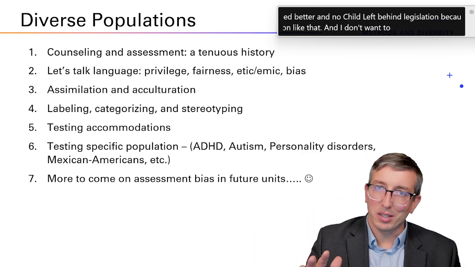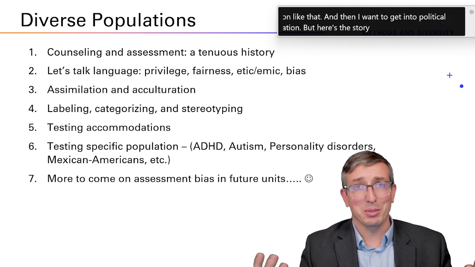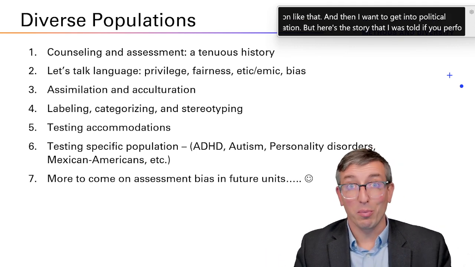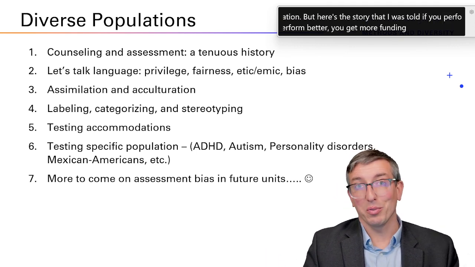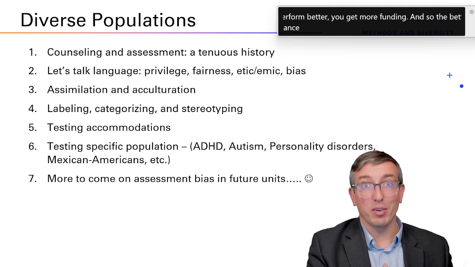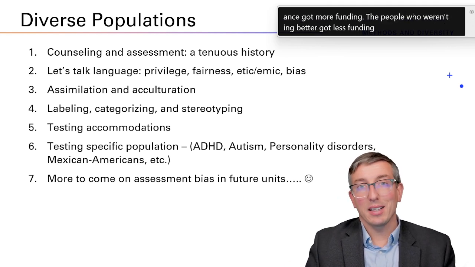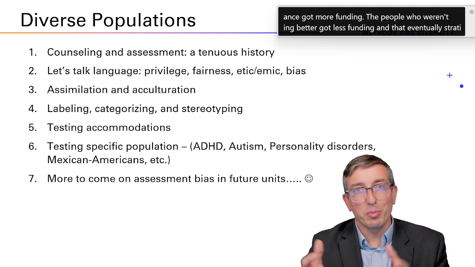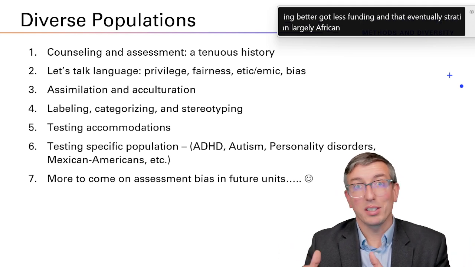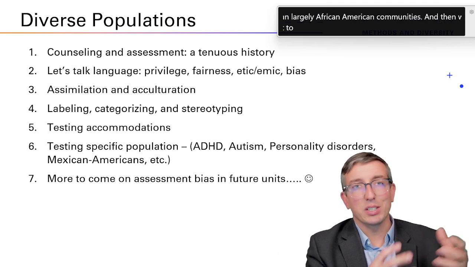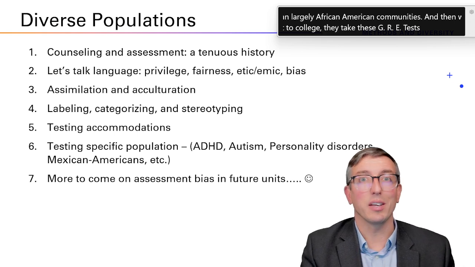And I don't want to get into political conversation, but here's the story that I was told. If you perform better, you get more funding. And so the better performance got more funding. The people who weren't performing better got less funding. And that eventually stratified the urban, largely African-American communities. And then when they get to college, they take these GRE tests and say, oh, you're underperforming.